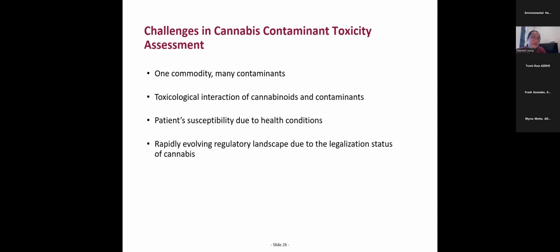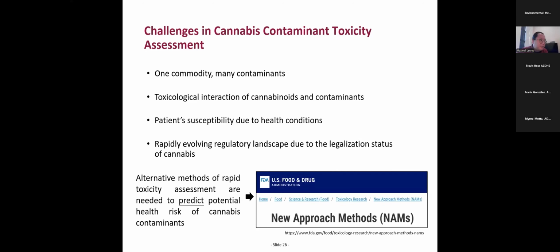So how do we keep up? How does toxicology keep up? One of the solutions is the new approach methods. New approach methods are a group of alternative methods for toxicity assessment, different from the traditional approach relying on conventional mammalian models. These methods are there to predict potential health risk, to basically get mechanistic information first to guide further laboratory study, rather than just starting first with a mammalian model.